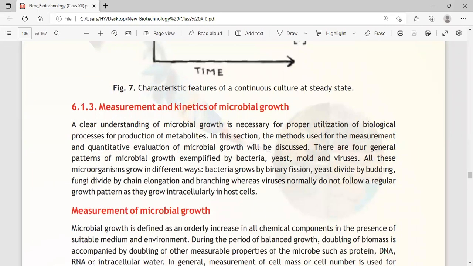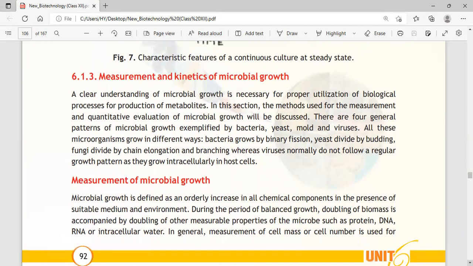Measurements and kinetics of microbial growth. A clear understanding of microbial growth is necessary for proper utilization of biological processes for production of metabolites. So biological processes should be utilized in a proper manner for the production of metabolites. In this section, the methods used for the measurement and quantitative evaluation of microbial growth will be discussed. There are 4 general patterns of microbial growth exemplified by bacteria, yeast, mold, and viruses.